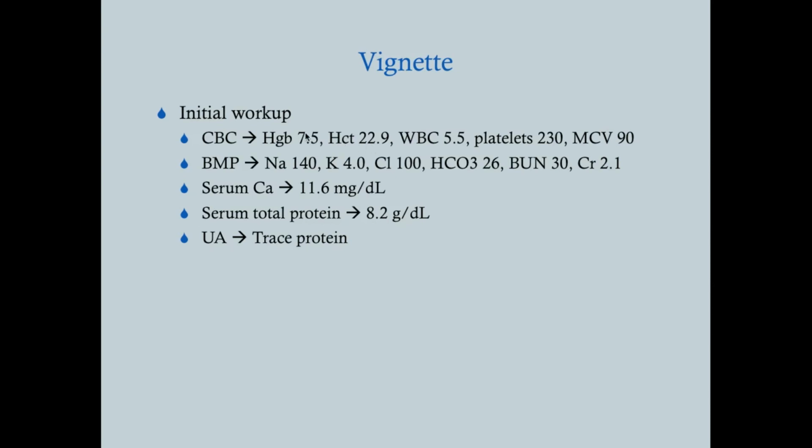Hematocrit of 22.9, what we would expect with a hemoglobin of 7.5. Usually it's about triple the hemoglobin. White blood cell of 5.5. Normal, high, or low? That's normal. It's on the lower end of normal, but it's normal. Platelets are normal. So we have an isolated red blood cell anemia. What about our chemistry?